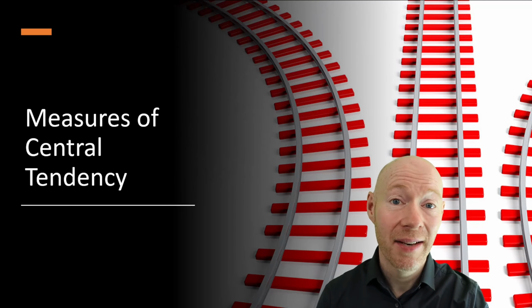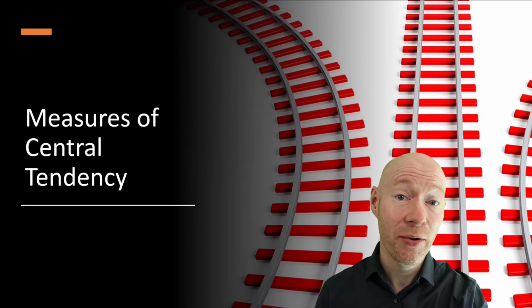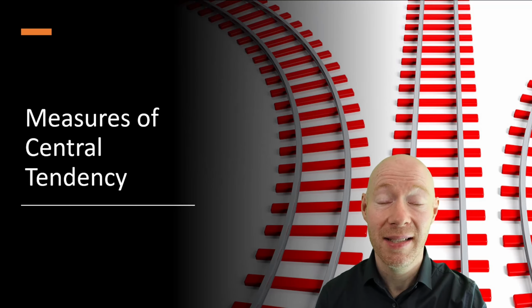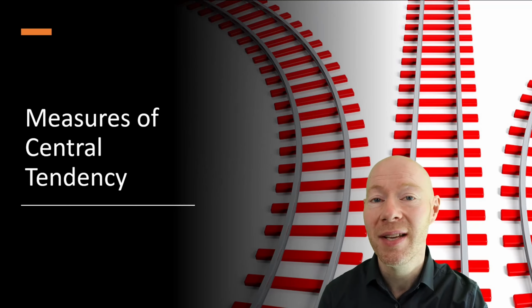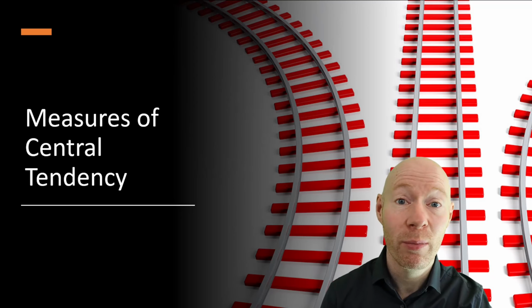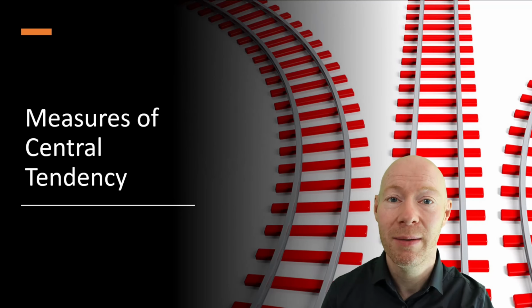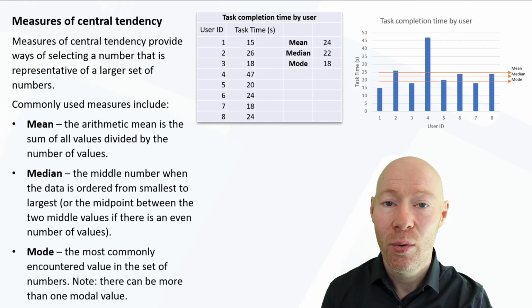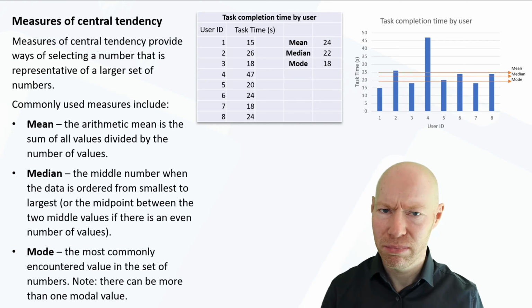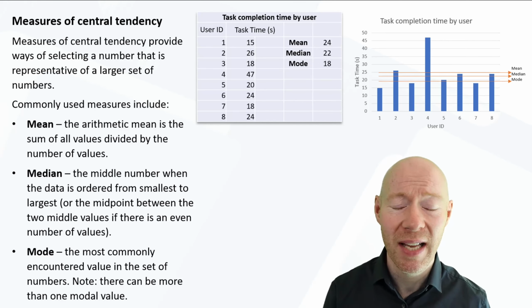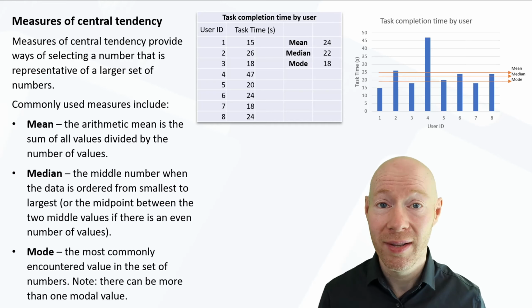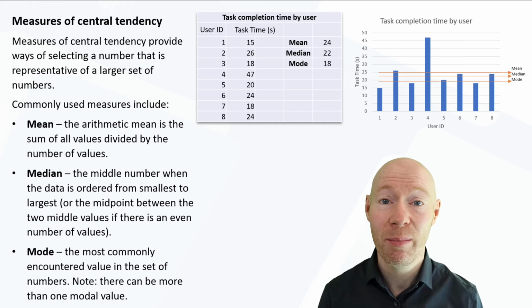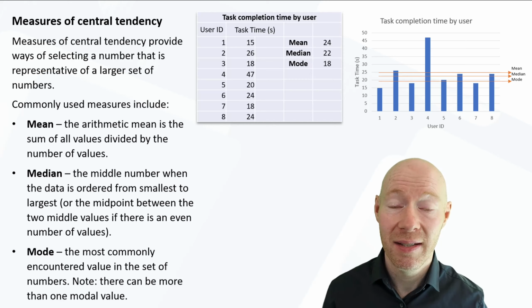Measures of central tendency. It's a grand sounding name for something that is actually quite straightforward and simple. And this section hopefully will be short and reasonably sweet as well. So when we say we want to calculate a measure of central tendency, it's nothing more than saying that if we have some data, we want to pick one value that is somehow representative of that data.